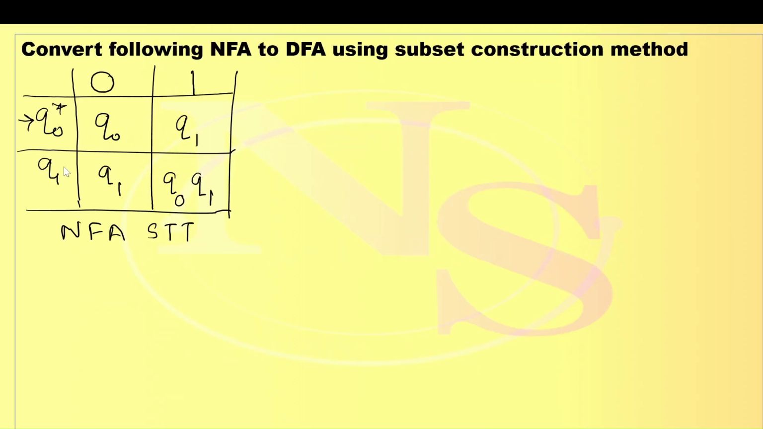Hi everyone. Here the question is conversion of NFA to DFA using the subset method. What is the subset method? That I will explain parallelly. What are the steps involved here?